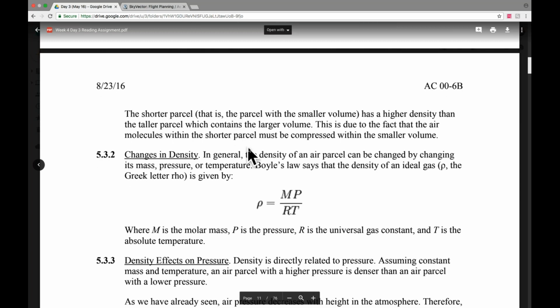So if you really want to know how to figure out the changes in density, in general, the density of an air parcel can be changed by changing its mass, pressure, or temperature. Boyle's law states that the density of an ideal gas is given by this.